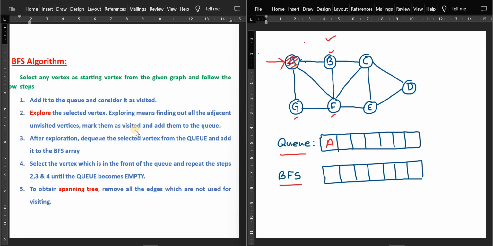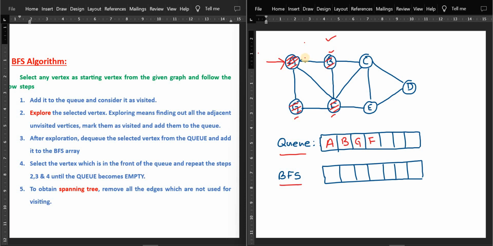Now see here, mark them as visited, and add them to the queue. So we have to add all these three vertices to the queue. In which order? You can add them in any order, okay? You can add B, F, G or G, F, B. The order is your choice, okay? I am following the order B, G and F.